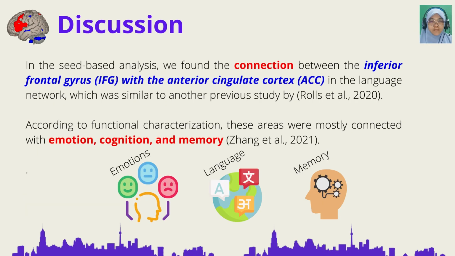In the seed-based analysis, we found a connection between the inferior frontal gyrus (IFG) and the anterior cingulate cortex (ACC) in the language network, which was similar to another previous study by Rolls et al., 2020. According to the functional characterization, this area was mostly connected with emotion, cognition, and memory.